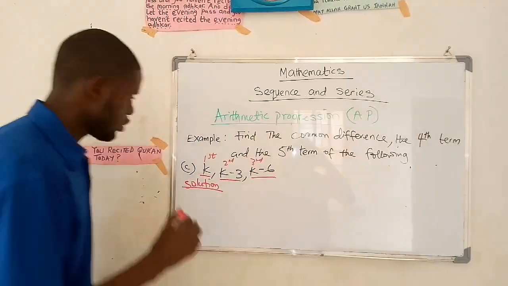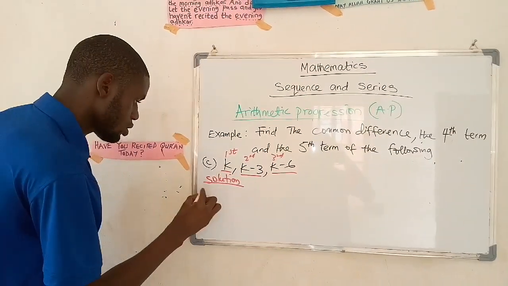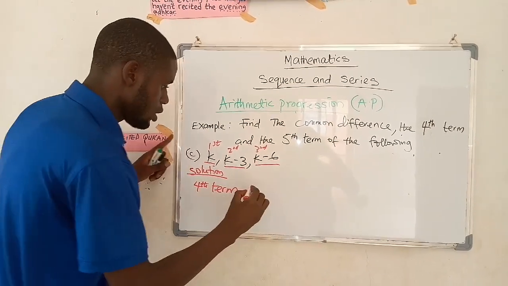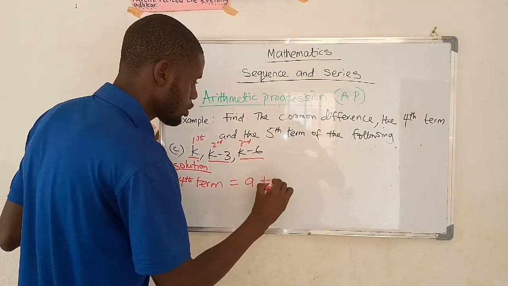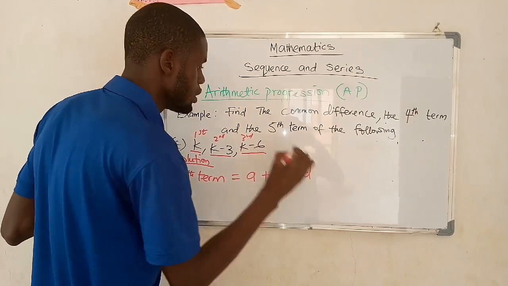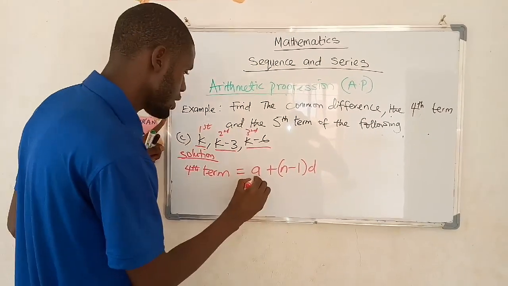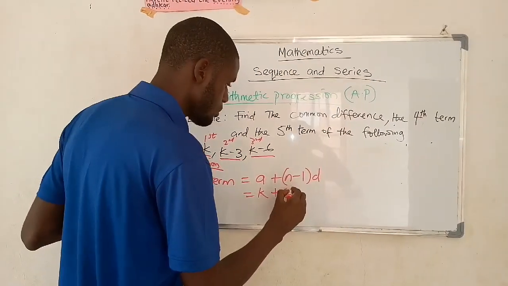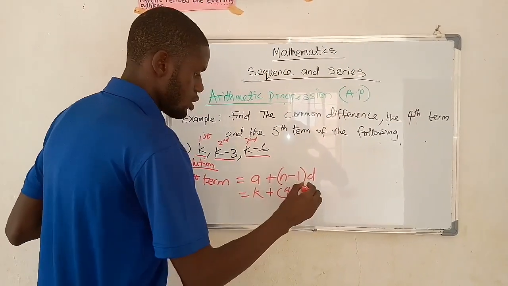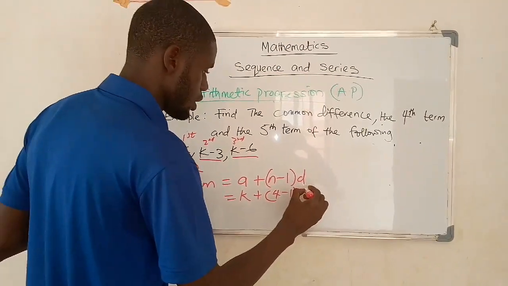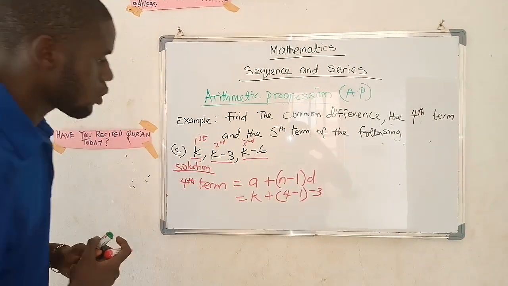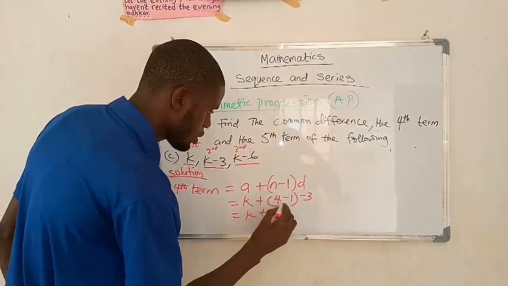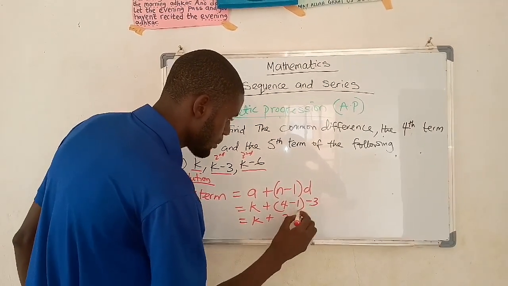The next will be looking for the fourth term. So let us go for the fourth term. The fourth term, remember, is equals to a plus n minus 1 d. Now what is the first term? The first term here is k. K is now the first term, plus, remember we're looking for the fourth term, so 4 minus 1. Then the common difference, minus 3. So what we do now is we are going to say k plus 3, yes, times minus 3.